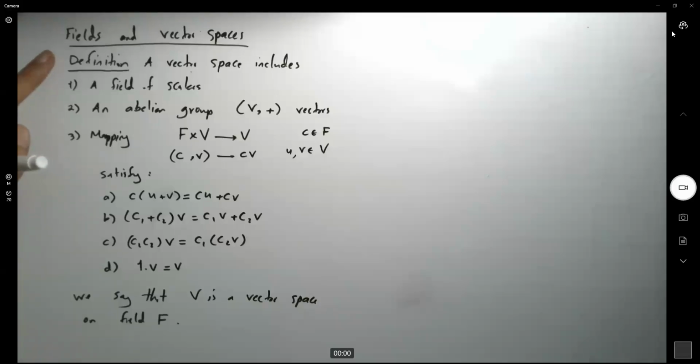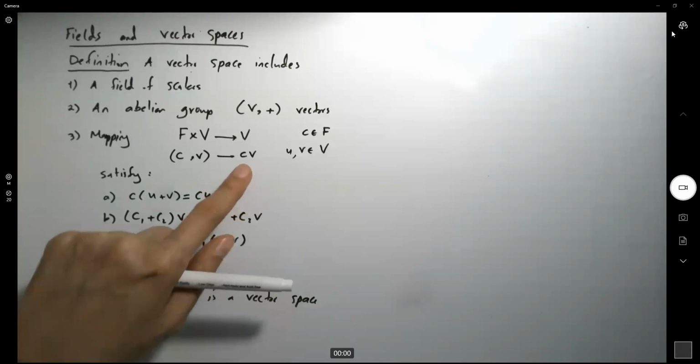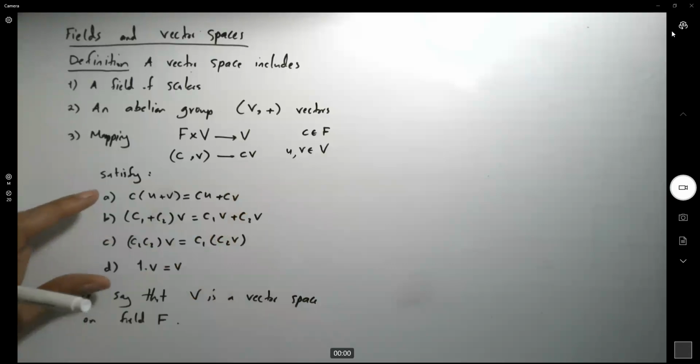Now let us connect fields and vector spaces together. First of all, the definition says a vector space includes a field of scalars, an abelian group, and a mapping that maps F times V to V by using a scalar multiplication, which satisfies the following.